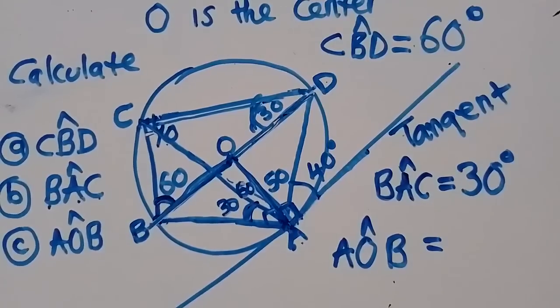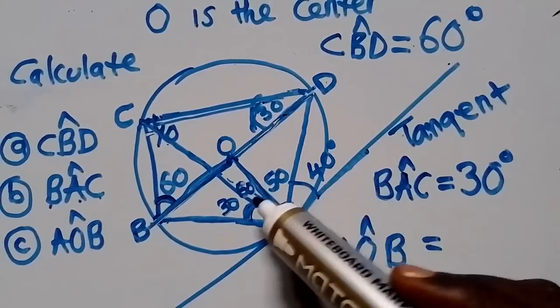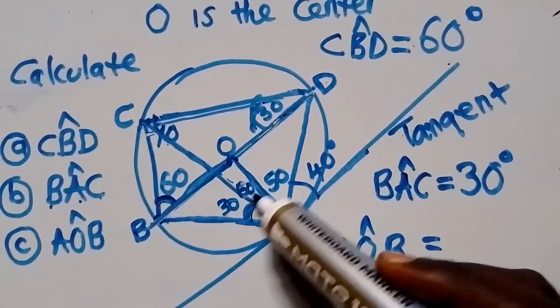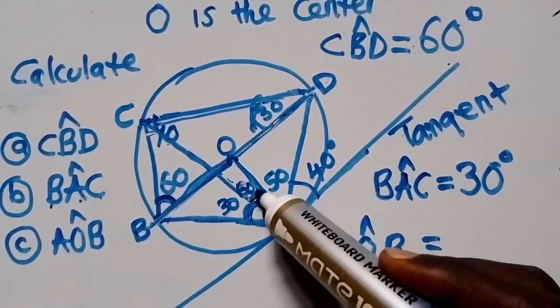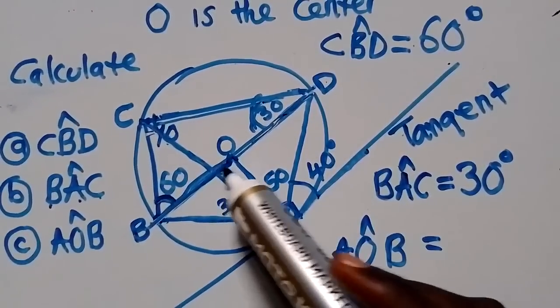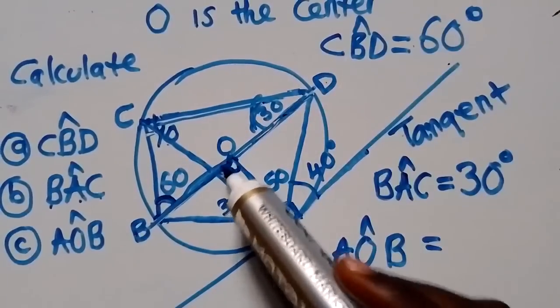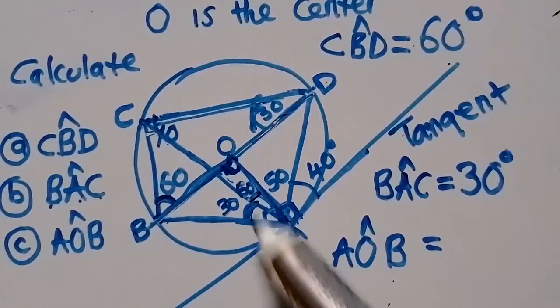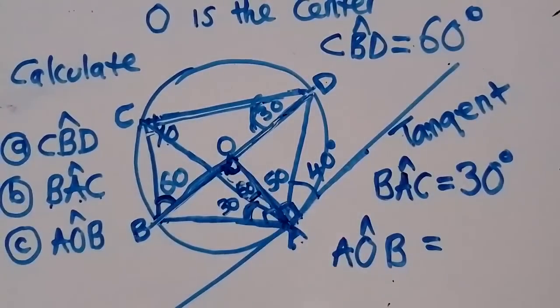How can you answer that one now? So you know that from here, this is 90. You want to find the angle that is there, the angle here. This is the angle that you want to find. How can you find that one?